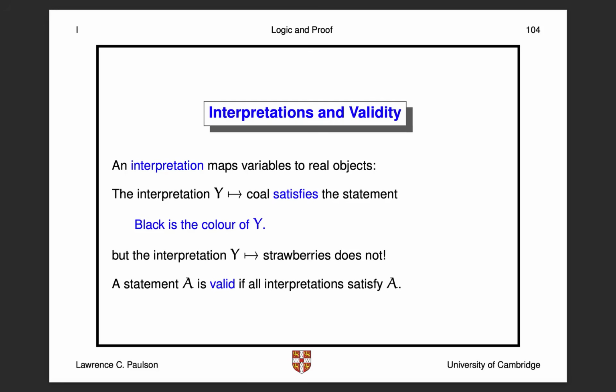We are interested in a special class of statements called the valid statements. These are the statements which are true in every interpretation. As you might imagine, valid statements are in a sense tautologies. They will be things like P implies P, X equals X, things of that sort, which no matter what interpretations you place on the variables in them, they always evaluate to true.